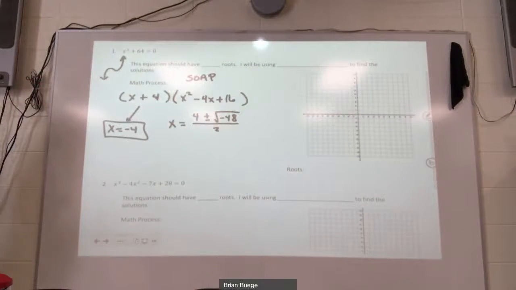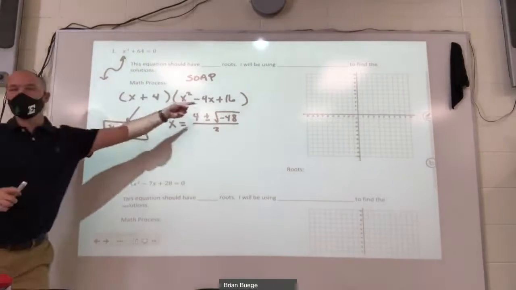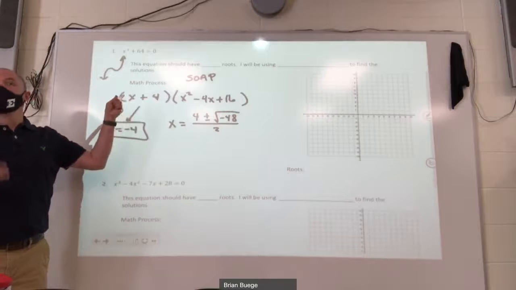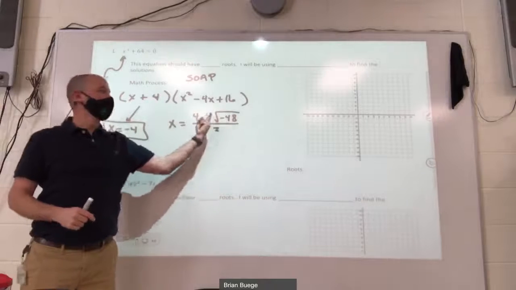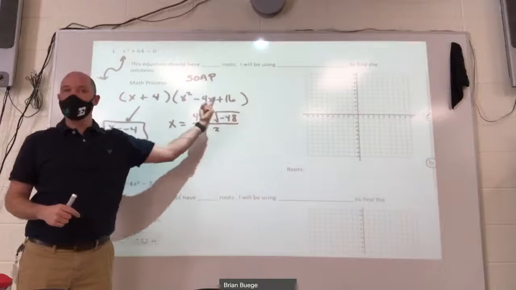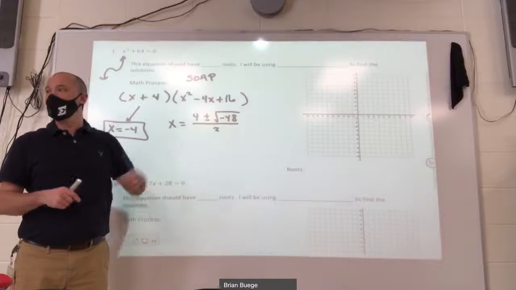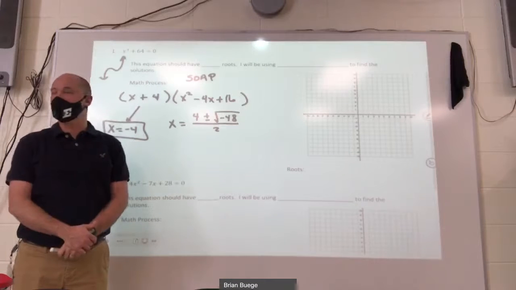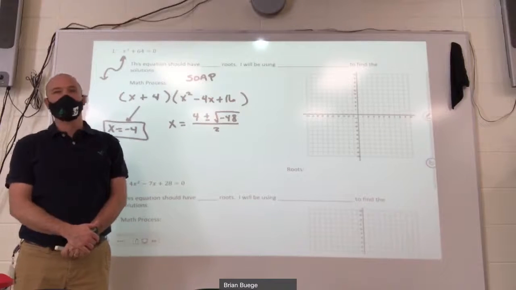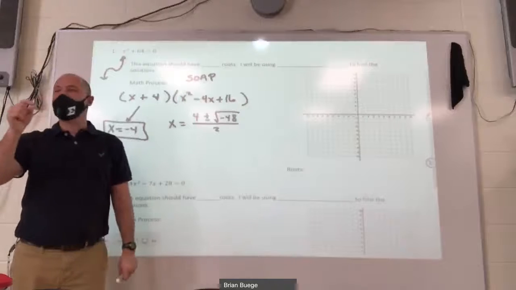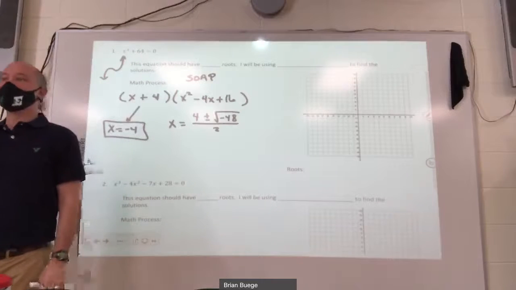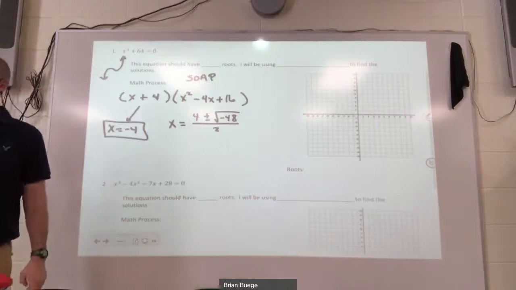So the first reason I wanted to go through this one was to go through the factoring. The second reason is I want to take a look at reducing the square root of negative 48. First question, if it's a square root of a negative, what am I ultimately going to have in the final answer? There's going to be an i in there. Remember, square roots of a negative are imaginary answers.